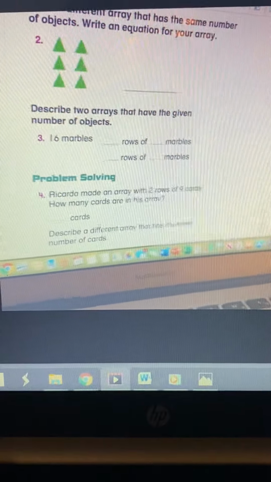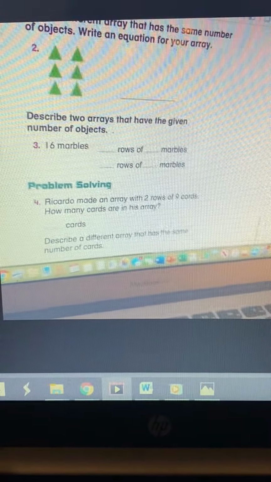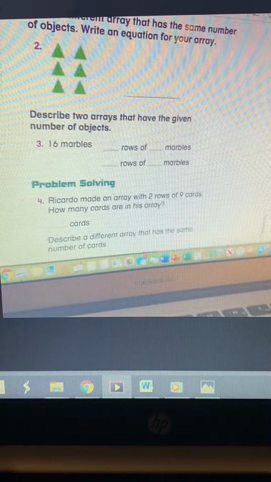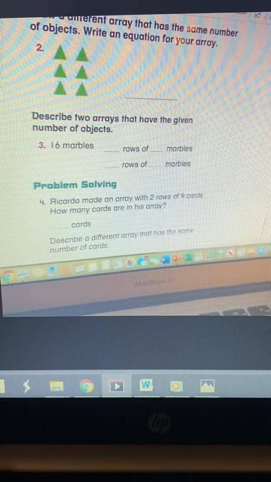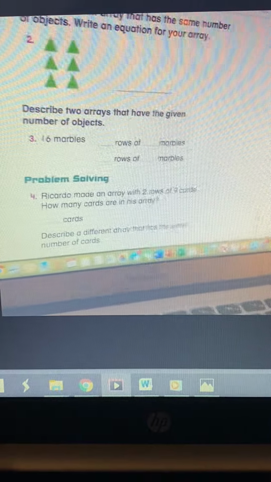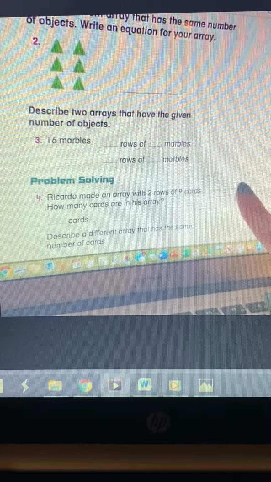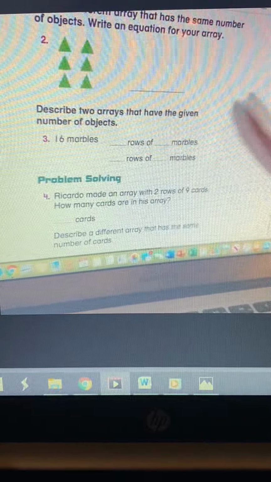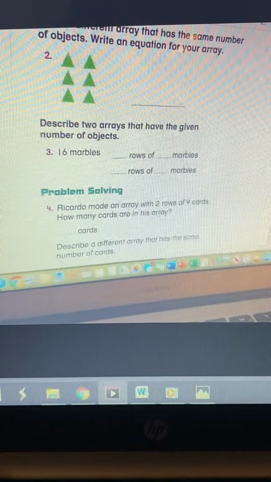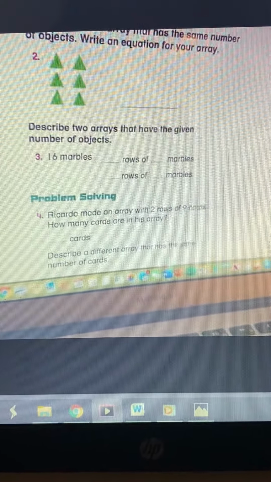So now for the next one, number 3, it says to describe 2 arrays that have the given number of objects. So it says 16 marbles. We have blank rows of blank marbles and then blank rows of blank marbles. So for problems like this, we can always use the extra space in our notebook or on our test, and we could draw in the free space, right? I will give you a couple seconds to think about it, not a minute.